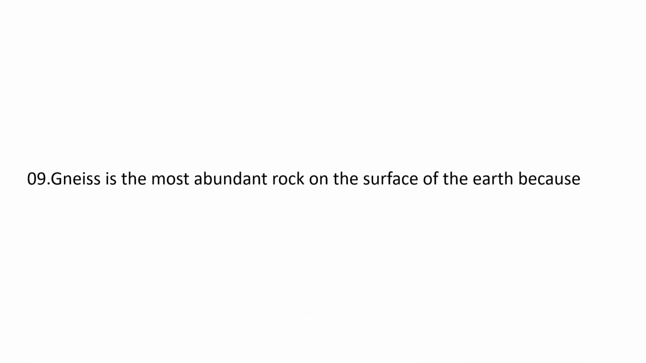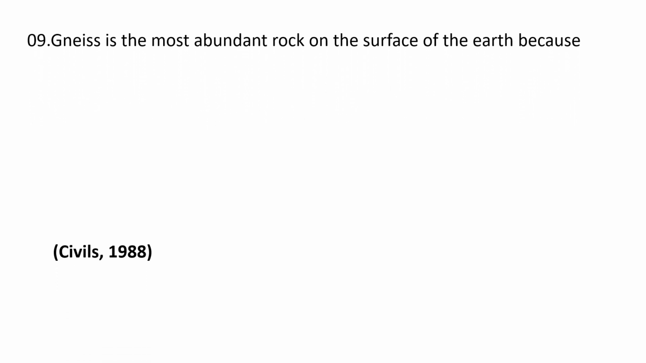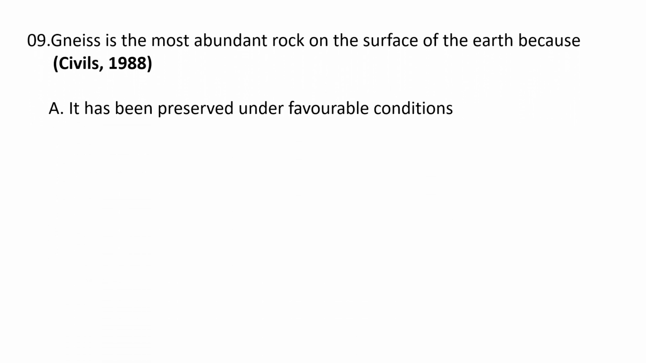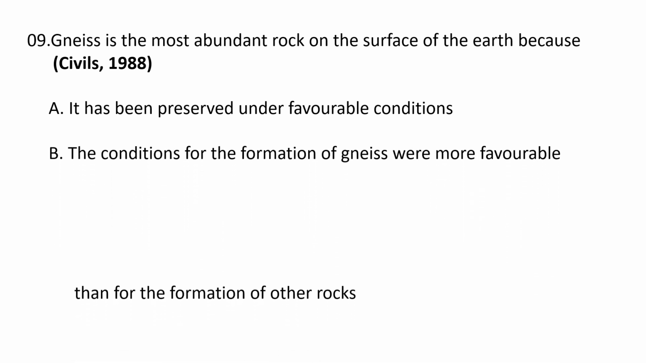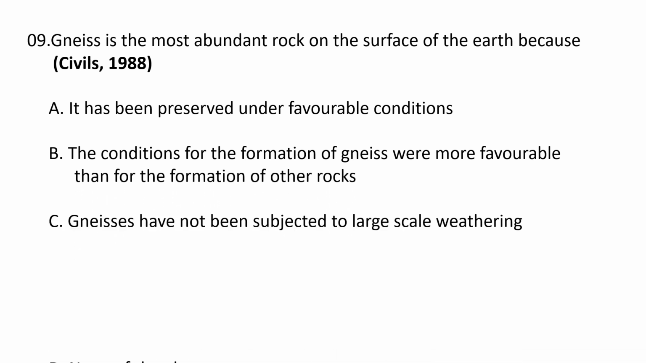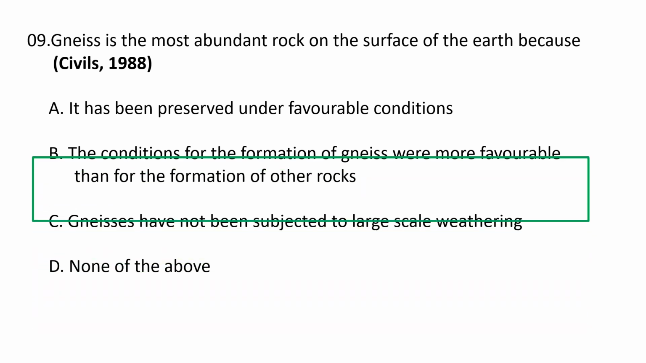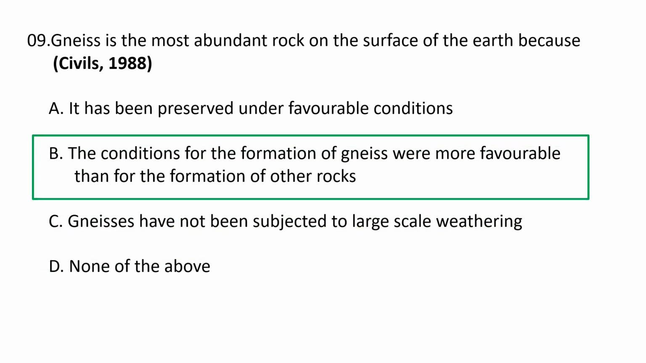Next question. Gneiss is the most abundant rock on the surface of the earth because A. It has been preserved under favorable conditions. B. The conditions for the formation of gneiss were more favorable than for the formation of other rocks. C. Gneisses have not been subjected to large scale weathering. And D. None of the above. So gneiss is the most abundant rock because the conditions for its formation are more favorable or more conducive than for the formation of other rocks. Gneiss is any rock that is pressurized enough to cause deformation. So B is the correct answer. Next question.